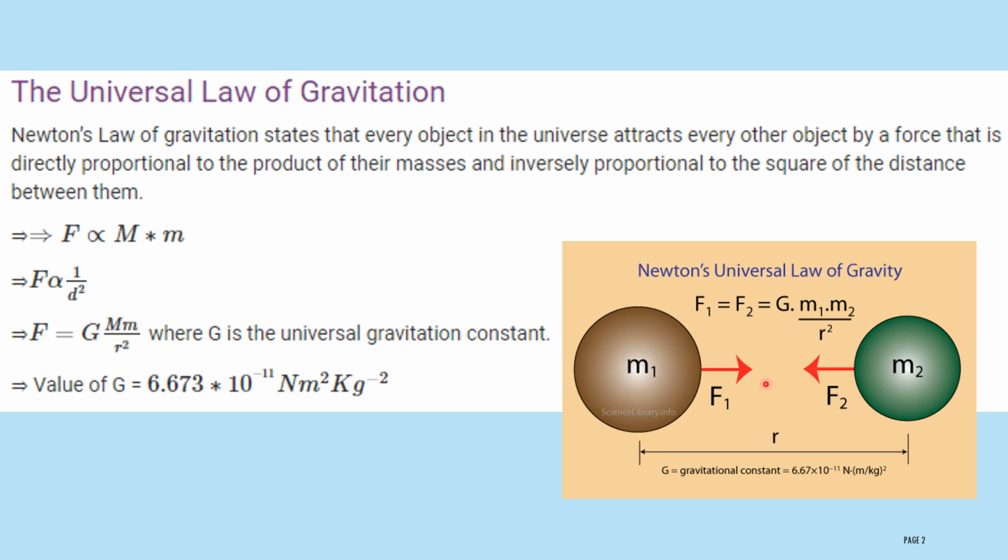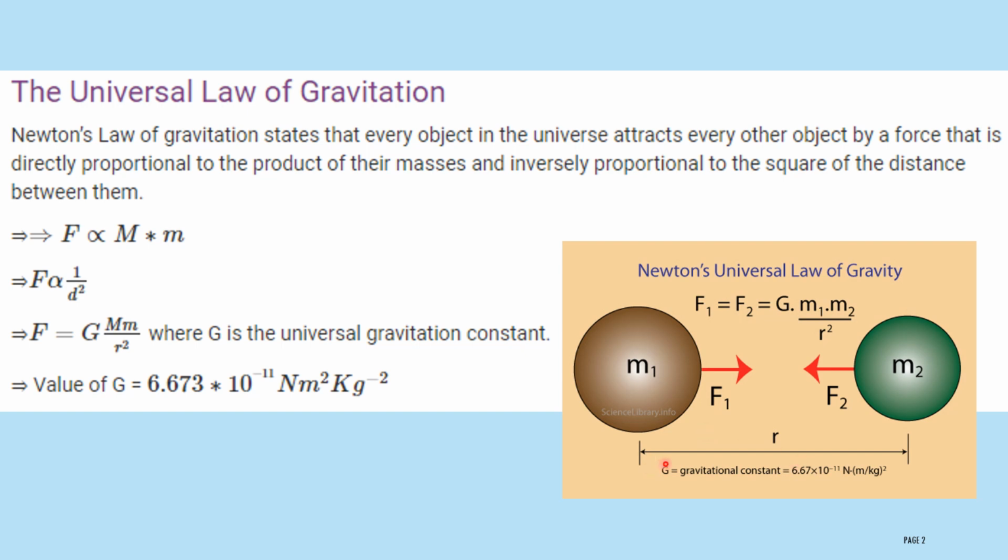Then the force of attraction between the objects depends upon the product of the masses m1 and m2. The next factor: the force of attraction between the objects is inversely proportional to the square of the distance between them. What is meant by inversely proportional? It means if the distance between the objects decreases, then the force increases. If the distance between the objects increases, the force decreases. Inversely means if one increases, the other decreases.